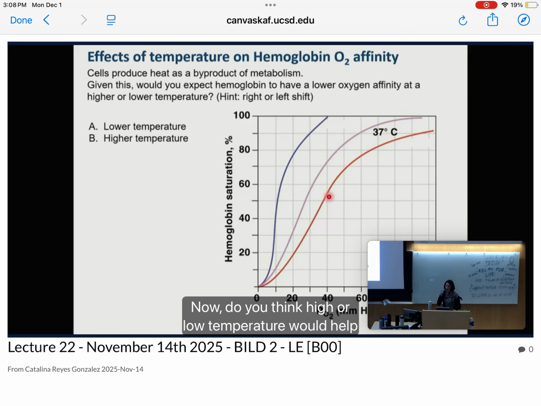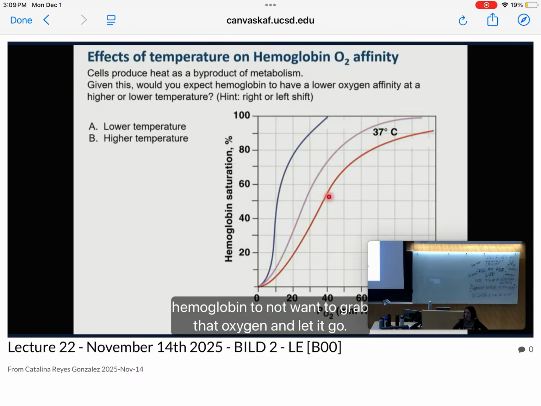Now, do you think high or low temperature would help me unload or load hemoglobin? Do you think high or low temperature will decrease the hemoglobin oxygen affinity? Because that's what I need now. I need that hemoglobin to not want to grab that oxygen and let it go. So I need to decrease its affinity. I already did a little bit of that with low PO2, high CO2, and acidosis.